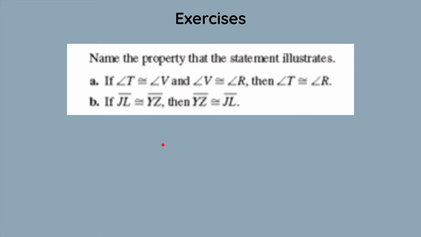So here's our first exercise, and based off of the theorems that we just learned, pause the video and try this out yourself. So name the property that illustrates the statement. So for A, if angle T is congruent to angle V, and angle V is congruent to angle R, then angle T is congruent to angle R. And then for B, if segment JL is congruent to YZ, then segment YZ is congruent to JL.